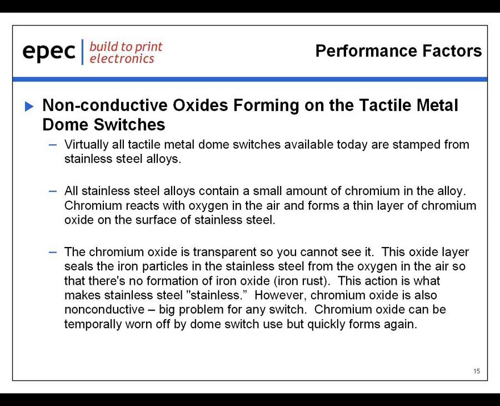The oxide layer seals the iron particles in the stainless steel from the oxygen in the air, so there's no formation of iron oxide or rust. The chromium oxide is what makes stainless steel stainless. It's rarely rusted. You just can't see it. The problem with chromium oxide is it's non-conductive. Chromium oxide can be temporarily worn off by dome use, but quickly reforms. And obviously, a non-conductive layer on any switch surface is a big problem.